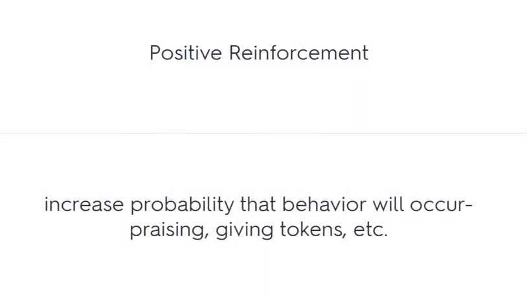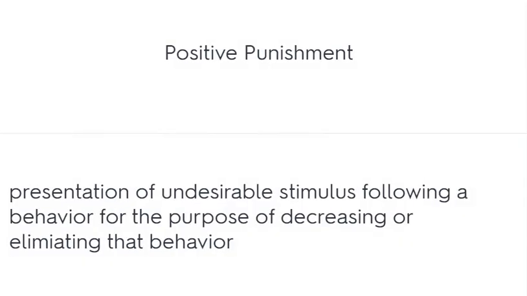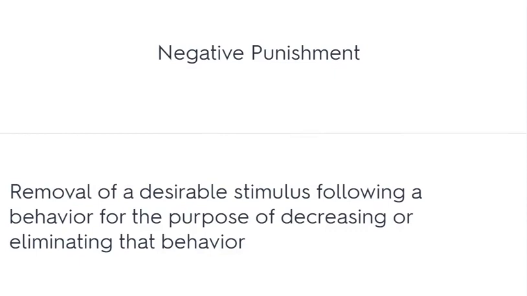Positive reinforcement. Increased probability that behavior will occur: praising, giving tokens, etc. Negative reinforcement. Behavior increases because a negative stimulus is removed. Positive punishment. Presentation of an undesirable stimulus following a behavior for the purpose of decreasing or eliminating that behavior. Negative punishment. Removal of a desirable stimulus following a behavior for the purpose of decreasing or eliminating that behavior.